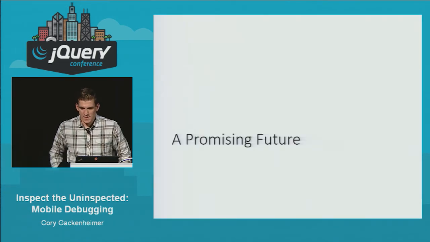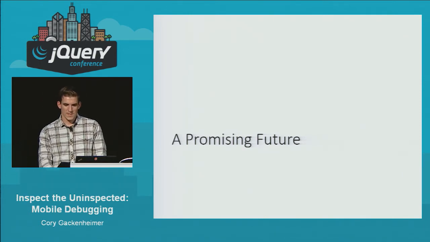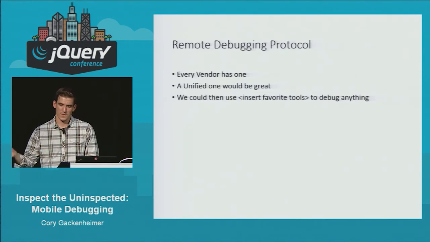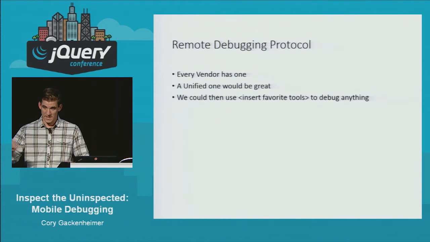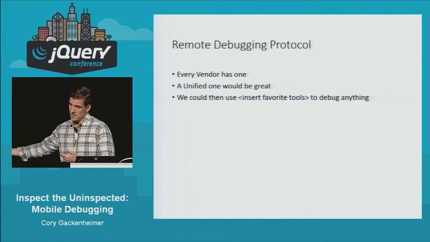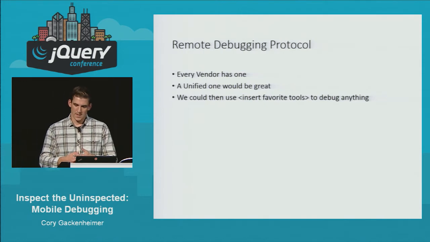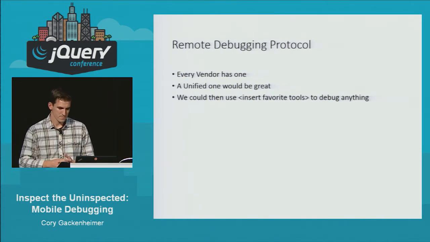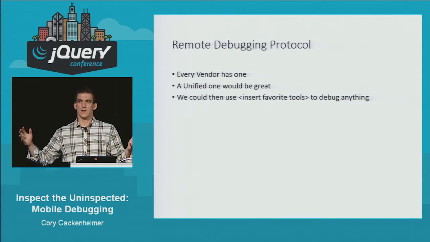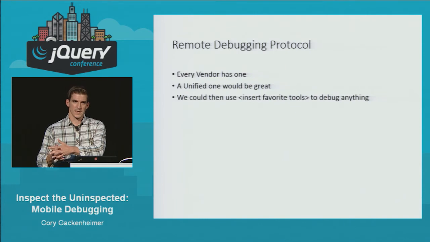So I did talk about the promising future. So let's talk a little bit about remote debugging protocols. Every browser vendor has some sort of protocol that they can use to communicate to their browser dev tools from their remote devices. There's some effort, maybe someday, to have a unified one. And then you can imagine that you have whatever your favorite tool is, you can debug any target.